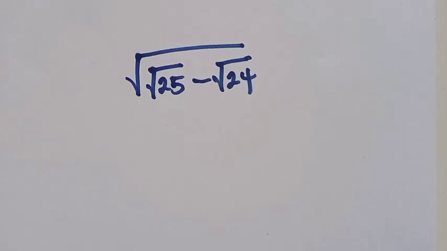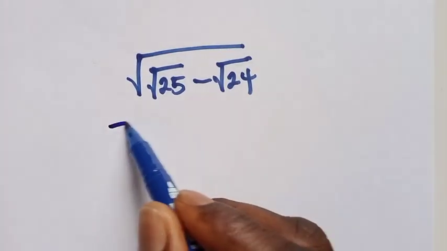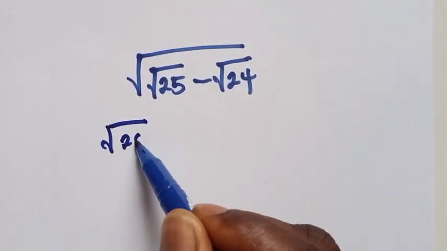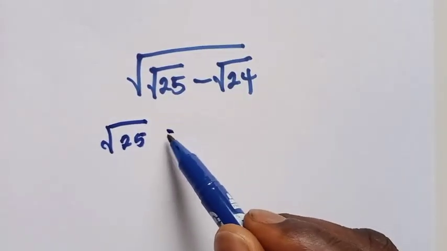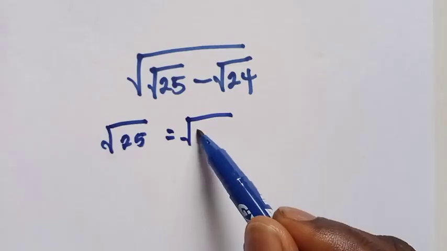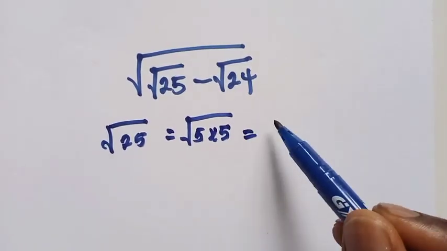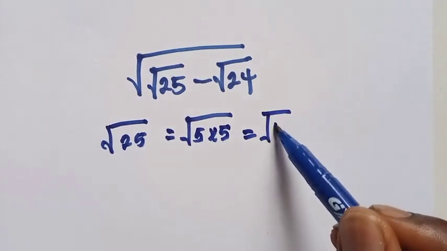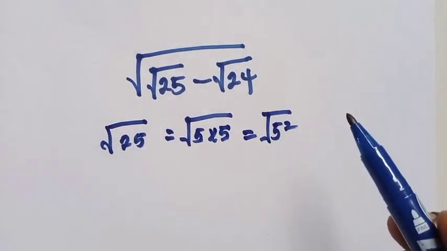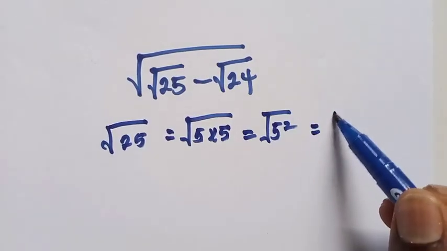If you are to simplify root 25, we have that root 25 is equal to root 5 times 5, which is root 5 squared, and this is equal to 5.